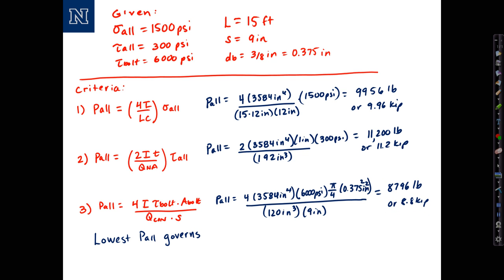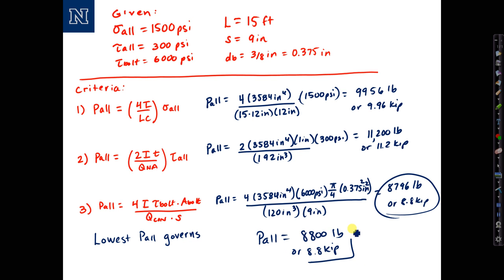Okay, so if we look at those, the lowest one controls, that would indeed be the shear in the bolt, the 8.8 kips. So P allowable is, let's say, 8,800 pounds, or 8.8 kips. Okay, so that's the answer to the first part. The second part was, given that value of P, let's go back and compute the actual bending stress, the actual shear stress, and the actual shear in the bolt.